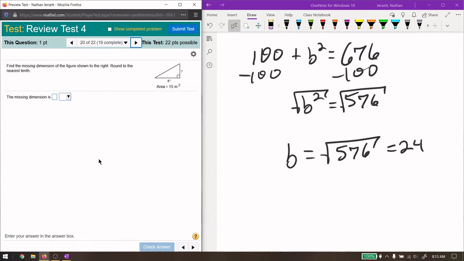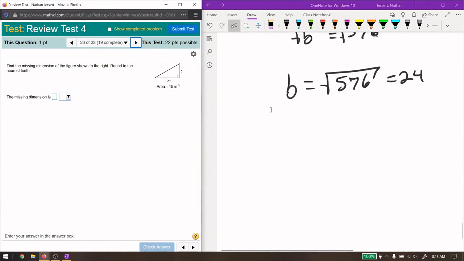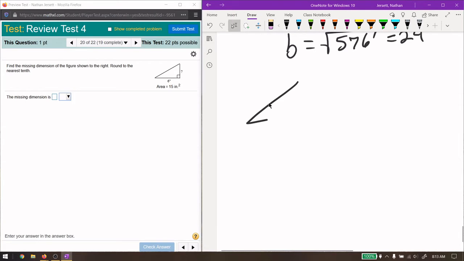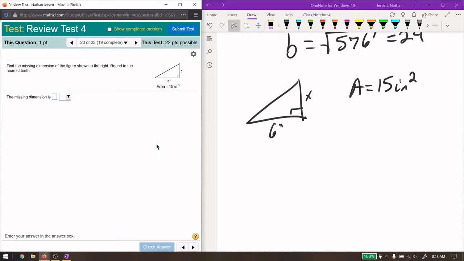Find the missing dimension of the figure shown at the right. Okay. So this triangle, 6 inches, and then this is x. This is a right triangle, and it tells us that the area equals 15 inches squared, right there at the bottom. And we can use the area of a triangle. If you don't remember, the area of a triangle is 1/2 base times height. It's just half of a square pretty much, or I should say a rectangle.